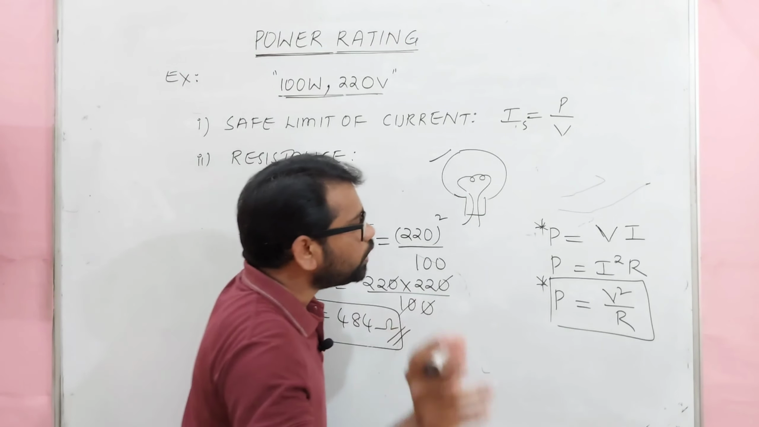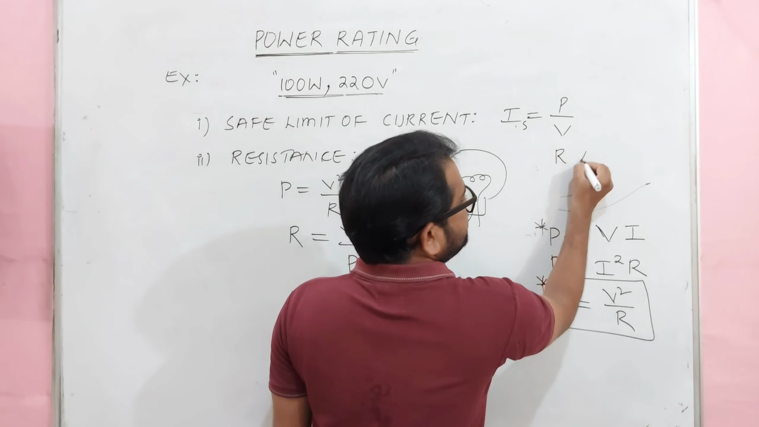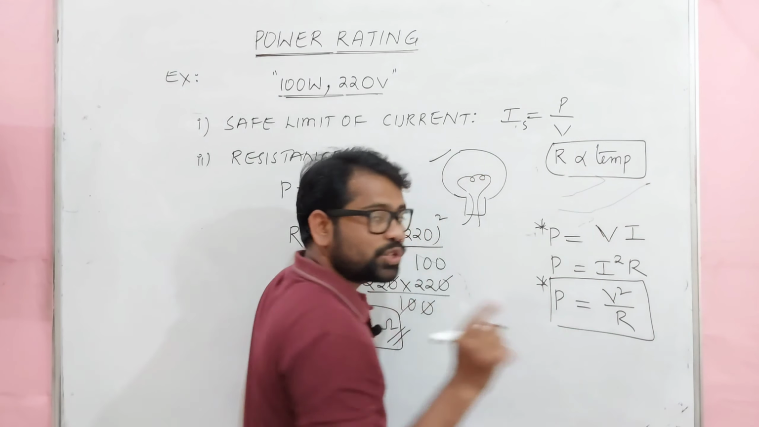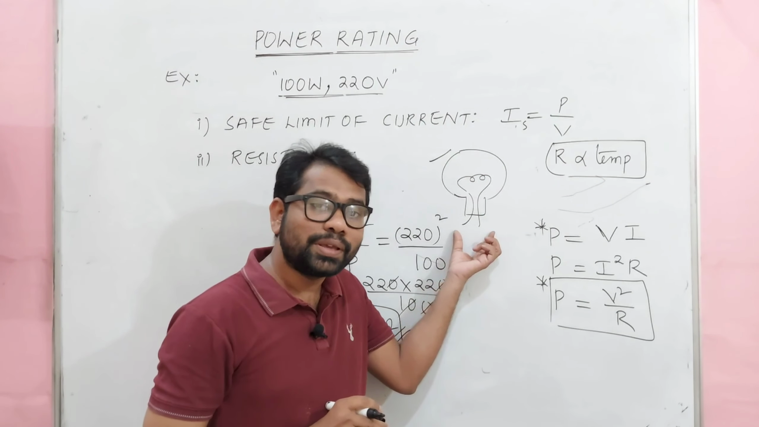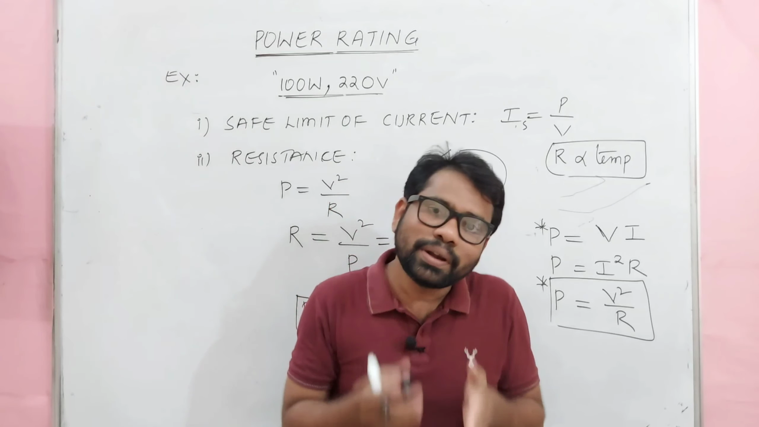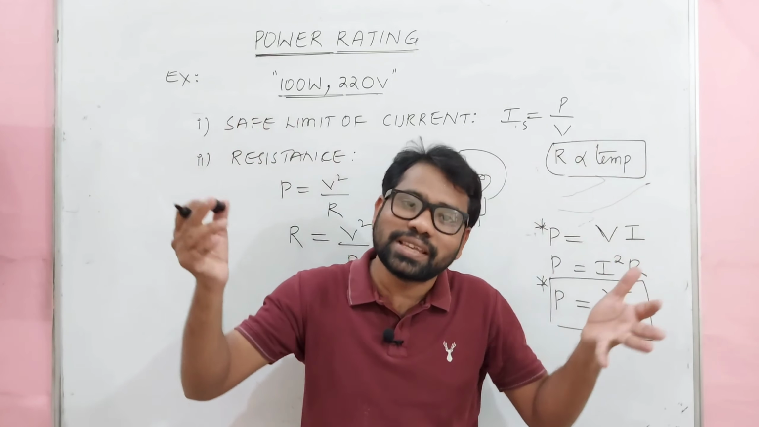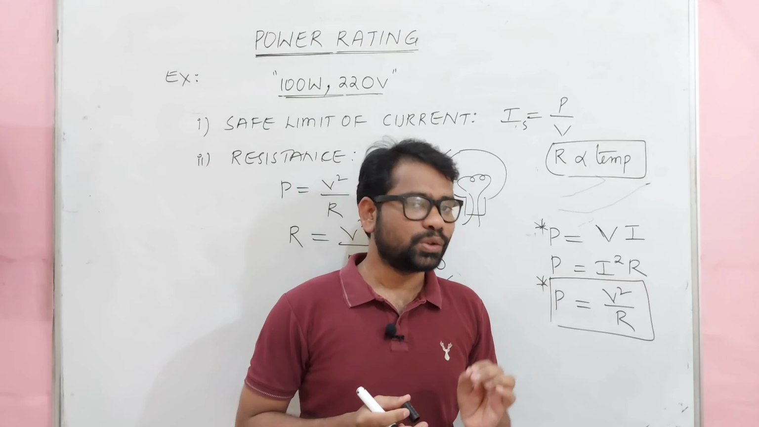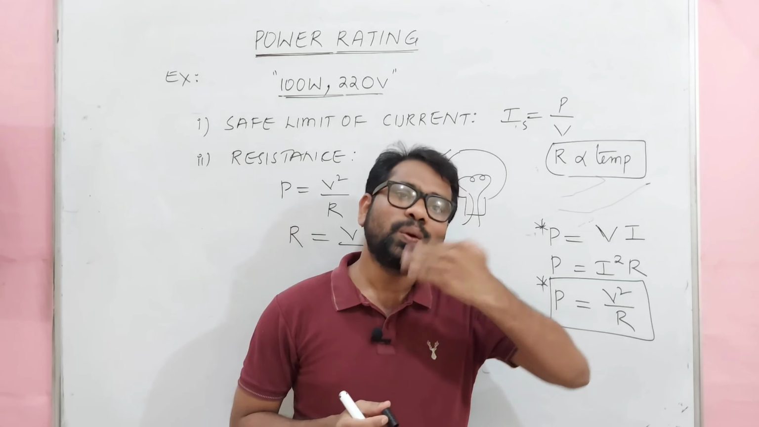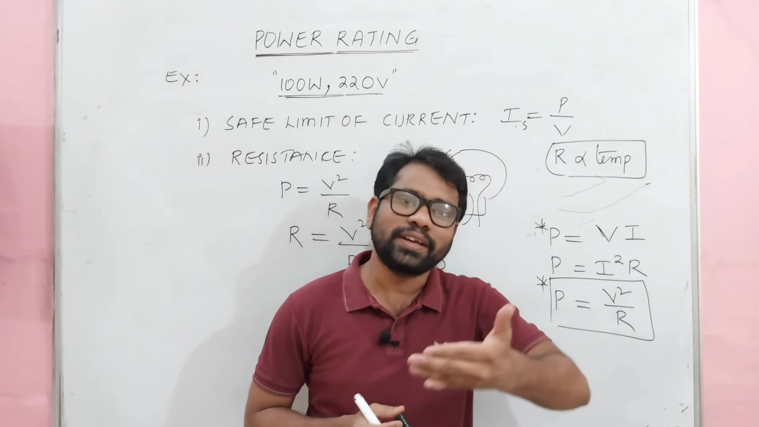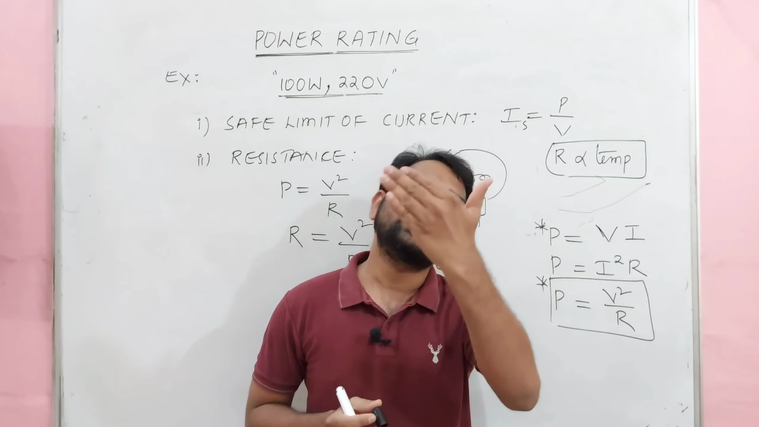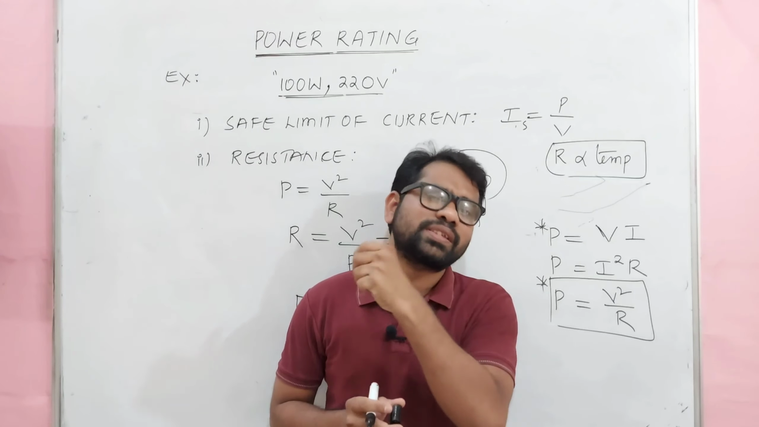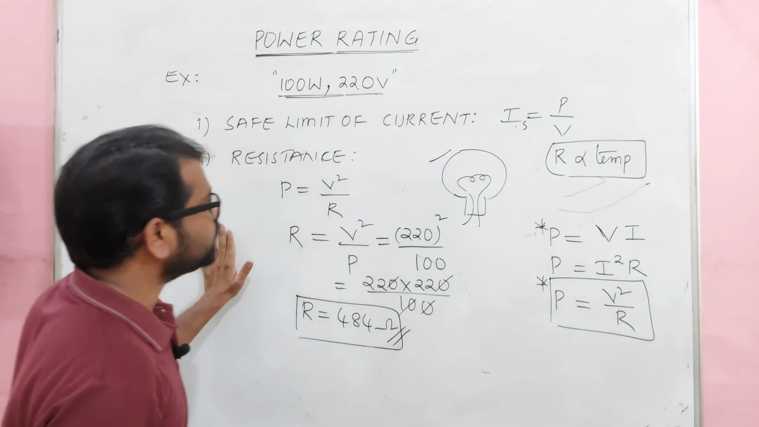The reason is that we already discussed the factors on which resistance depends. We know that R is directly proportional to the temperature. Children, when the bulb is glowing, obviously the filament gets heated. As the filament gets heated, its temperature increases, and as temperature increases, its resistance also increases. So when any electric appliance is operated, obviously its resistance increases. When its resistance increases, there will be some electrical energy wastage.